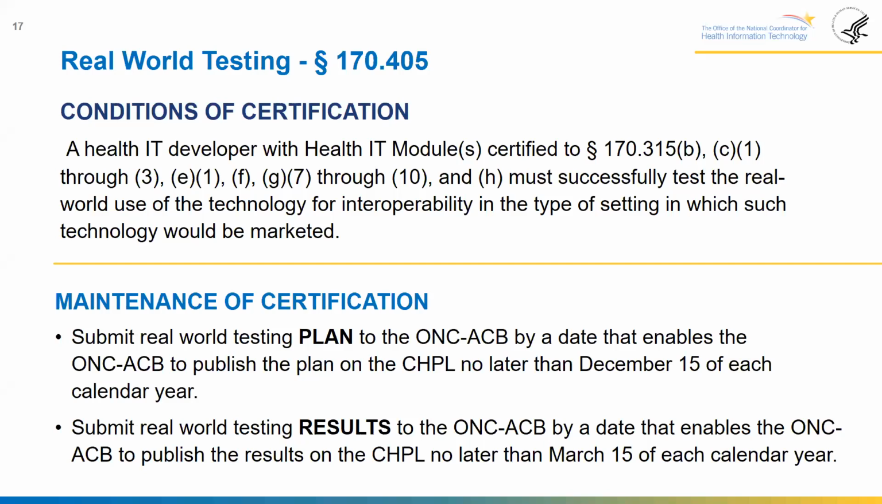If in the real world testing results, a developer uncovers any nonconformities during testing, you want to report those nonconformities to the ACB. You are required to do so within 30 days. And then there is usually a corrective action plan to address those nonconformities. Next slide.